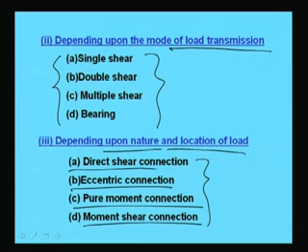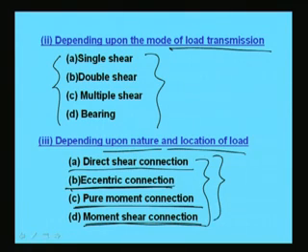So, one is direct shear connection, which means only shear is coming into picture, that means concentric load. Another is eccentric connection, where only eccentricity is coming, and then pure moment connection, that means only moment is coming into picture, and then moment shear connection, that means the joint will be exerted by moment as well as shear. So, the joint has to be designed, the strength has to be calculated from the moment point of view and from the shear point of view. So, accordingly we have to calculate the strength.